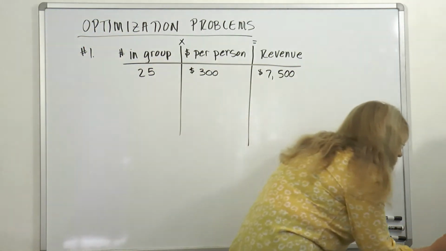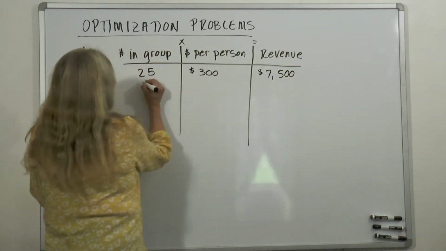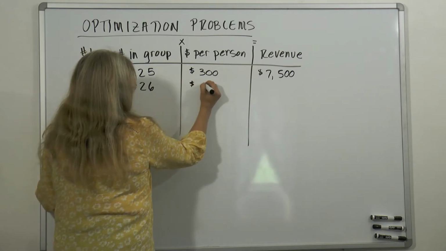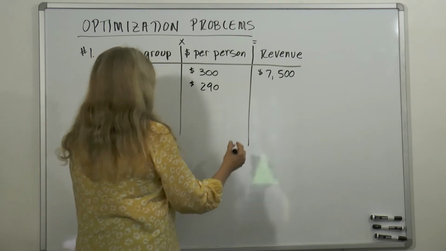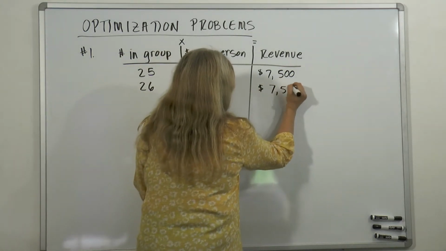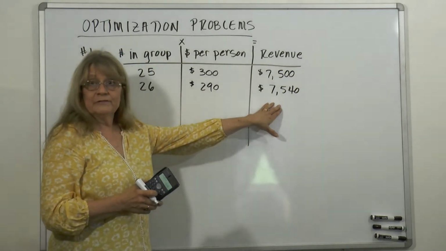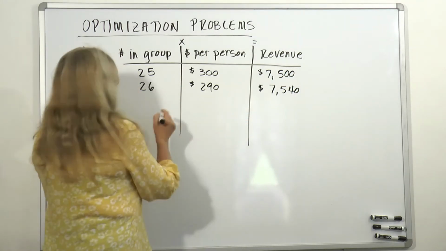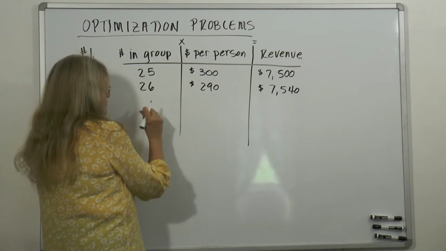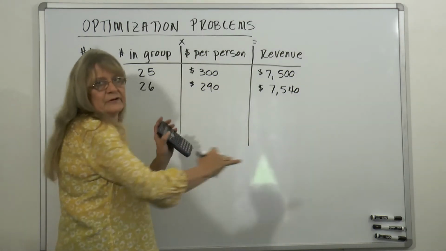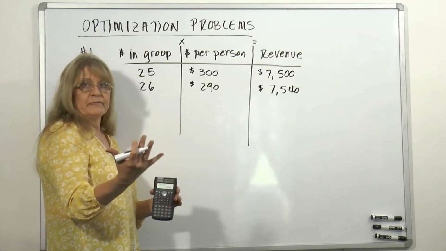Each additional person, $10 off per person. So if I have 26, it'll be $290 per person. So that's $7,540. Even though I reduced the price, I'm still taking in more money. So I can sit here and do 27 and 280, I can do 28, etcetera, and keep on doing all that on my calculator until I start not having as high a number. But we want to be more professional than that.